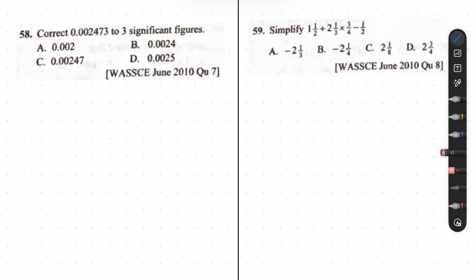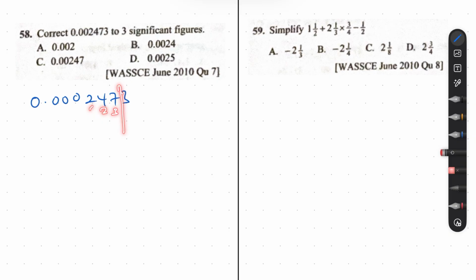The first question says, correct 0.002473 to three significant figures. Okay, so we need to convert 0.000247. So now let's see which is the first to three significant figures. So we have to see which one is the first significant figure. All the zeros that come before an actual number are not significant figures, okay? Because they are after the decimal point, okay? So the first significant figure here is 2, okay? We are looking for three significant figures, okay? So we count. Here is the first 1, 2, 3. So we stop right here, okay?